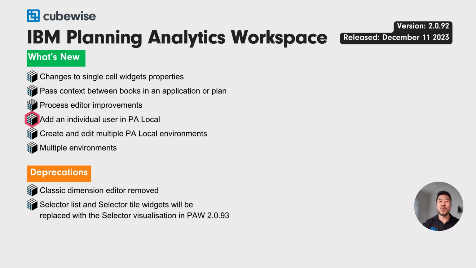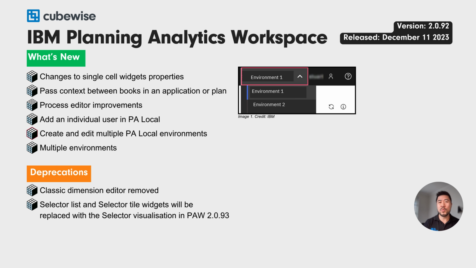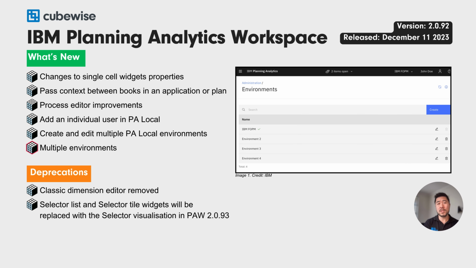Administrators rejoice! You can now add an individual user on Planning Analytics Local. For organizations with multiple PA Local environments, you can now select the environment you want to work with on PAW with a drop-down from the top, as shown in image 1. To wrap up what's new, in support of multiple environments, please keep in mind that all users with the administrator role are given admin privileges when you upgrade to 2.0.92. Therefore, you must explicitly remove admin privileges from users on the environment page.